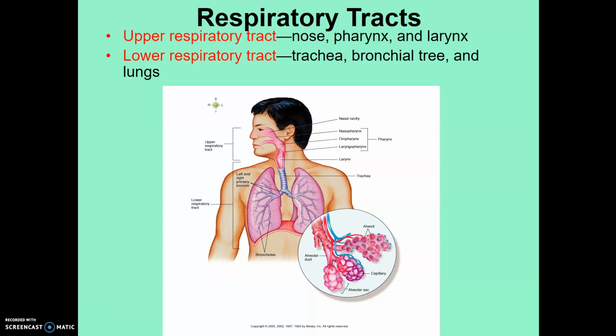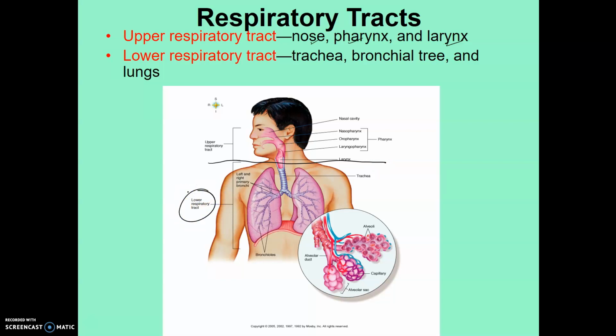Okay, so let's first start with discussing what is the upper and what is the lower respiratory tract. So different books actually designate this a little differently. What I do is I include in the upper respiratory tract the nose, the pharynx, and the larynx. So I cut off right at the larynx, all right? So your voice box. Everything below is the lower respiratory tract.